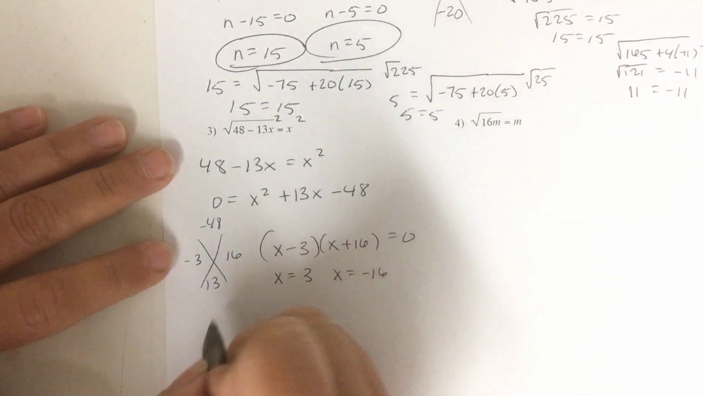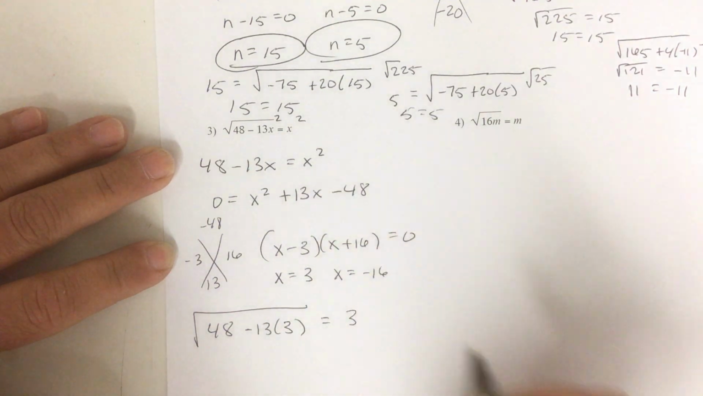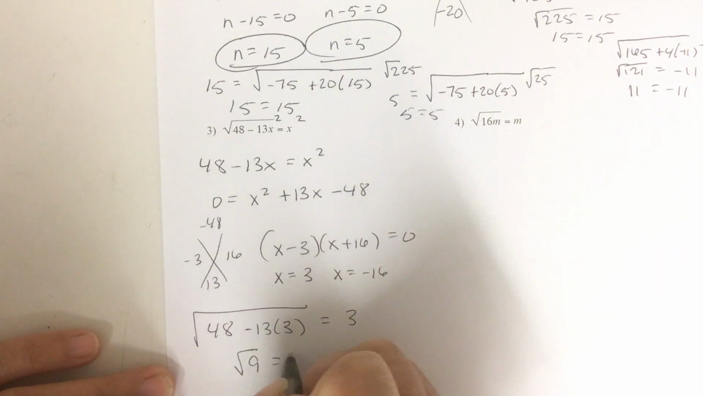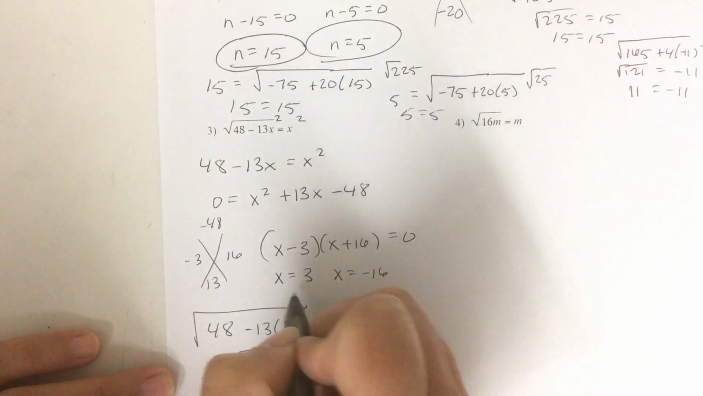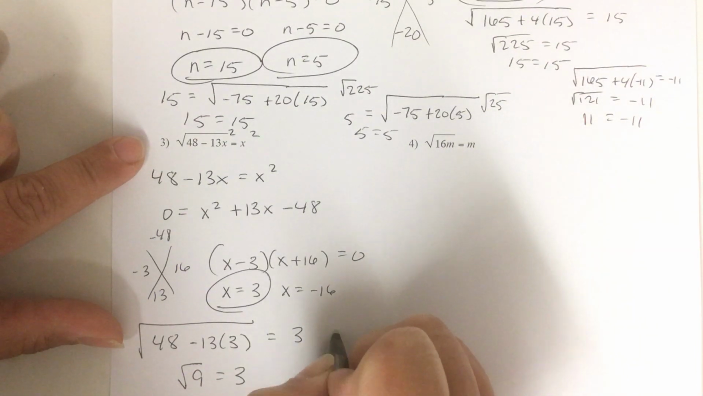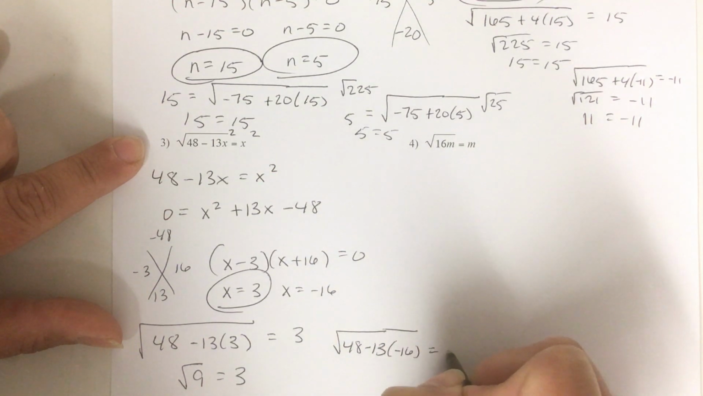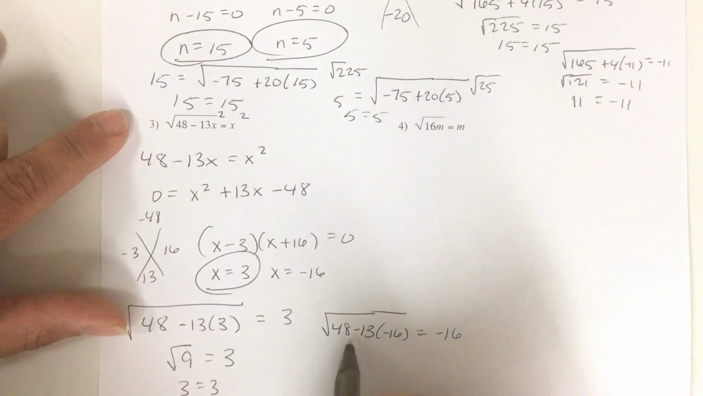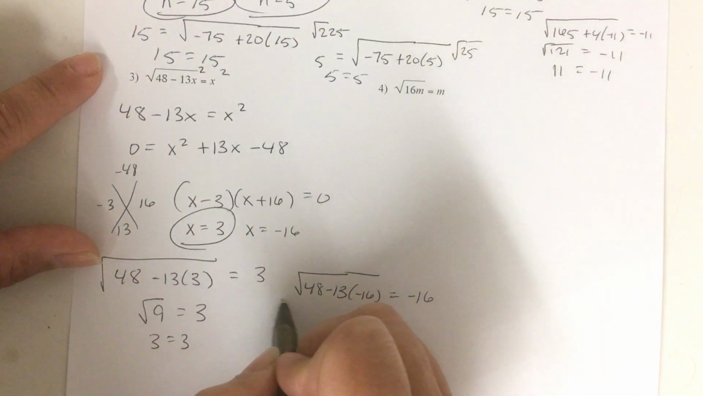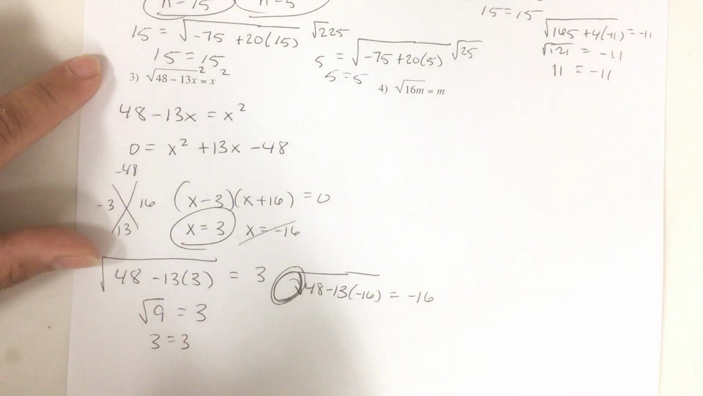So if I plug in 3, 48 minus 13 times 3, and I want it to equal 3, 48 minus 39 is the square root of 9, and that's going to equal 3. So x equals 3 works. I can tell negative 16 isn't going to work because it has a negative on it. If I plug it in, I have the square root of 48 minus 13 times negative 16, and I want it to equal negative 16. This is a positive number. I'm going to get 256. I'm going to get the square root of something that equals 16, but it's the positive square root. There's not a negative out there. So a positive number can't equal negative 16, so you cross it off.